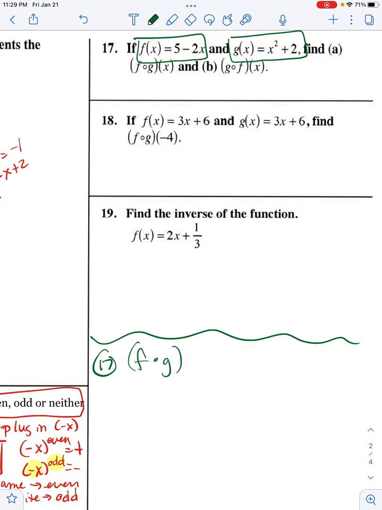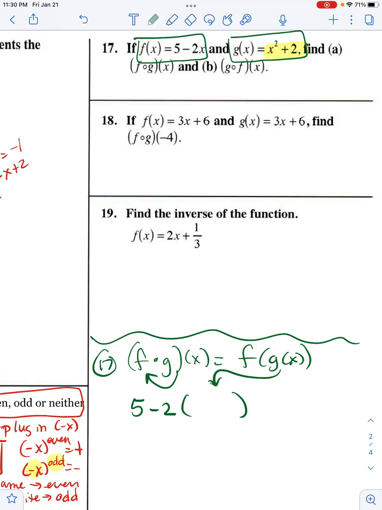It wants me to do this. That is not multiplication. We also wrote it like this, a function within a function. It means that you're going to take all of g and plug it into f. So what does f do? Look up at 17. f takes 5 and subtracts 2 times whatever you're plugging in, and what we're plugging in is all of function g. So looking at 17, what does function g do? It's an x squared plus 2.